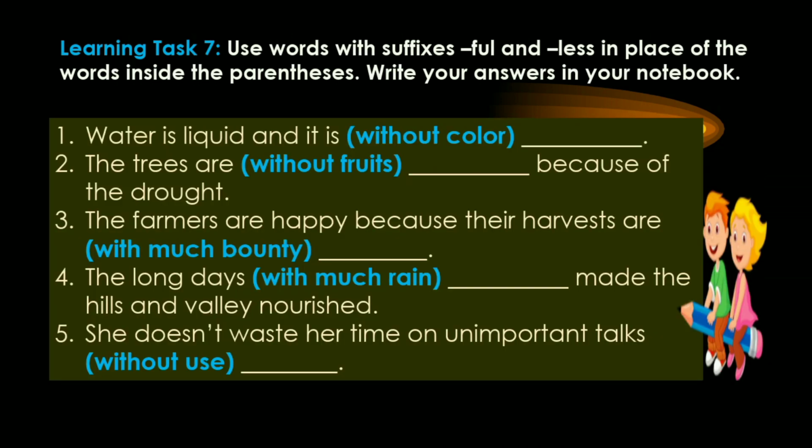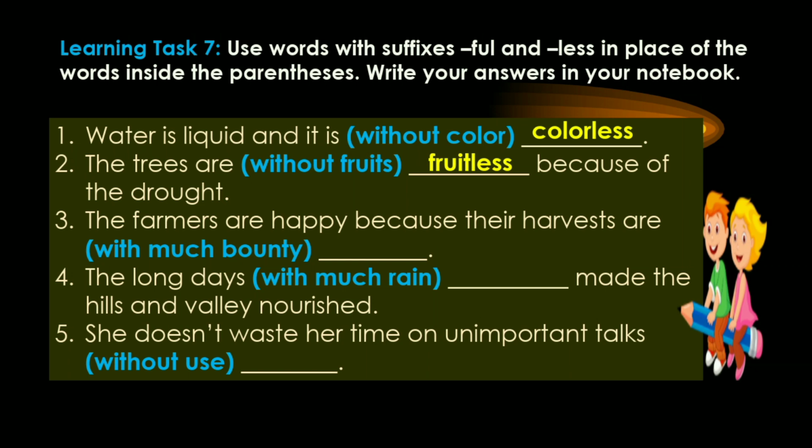So this time, let's have learning task number 7. For this learning task, you're going to use words with suffixes full and less in place of the words inside the parentheses. Okay, so let's have number 1. Water is liquid and it is without color. So when we say without color, it means colorless. 2. The trees are without fruits because of the drought. So without fruits, fruitless. Okay?